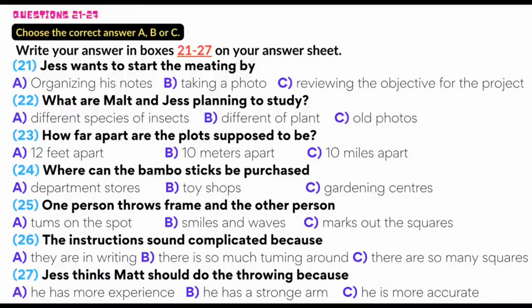That sounds a bit complicated. That's only because it's all in writing. It's just a simple throw, turn, throw, turn, throw, turn until we have 10 squares. And I guess you want to do the throwing. Well, if you don't mind. I'm sure you'll be more accurate at marking the squares. Yes, I am sure I am, and I'm sure you've got a stronger throwing arm.